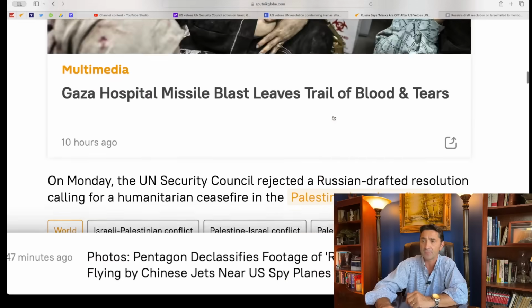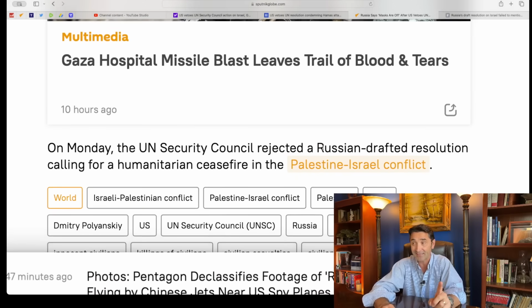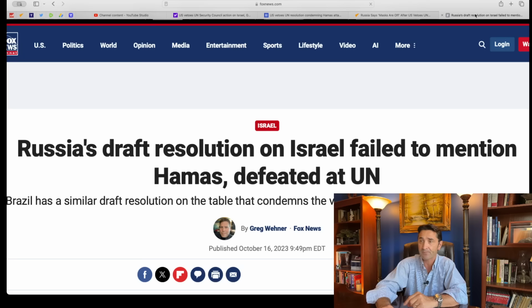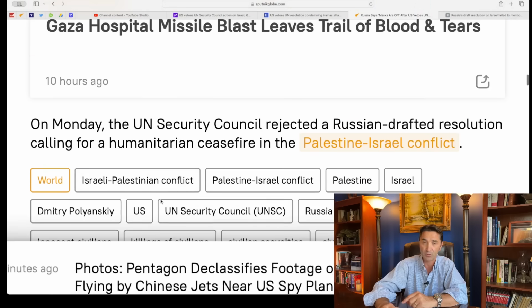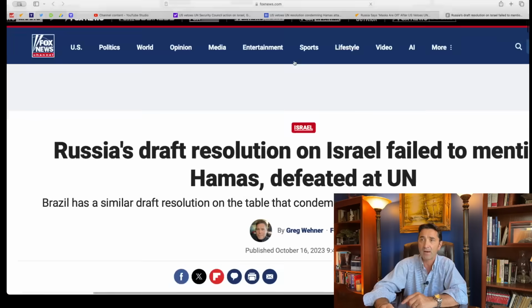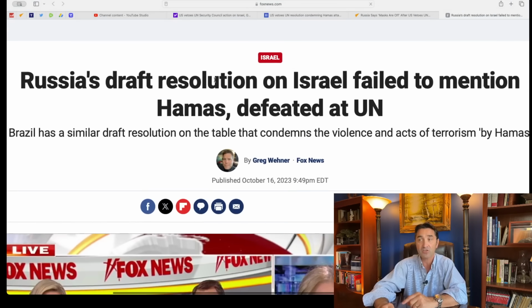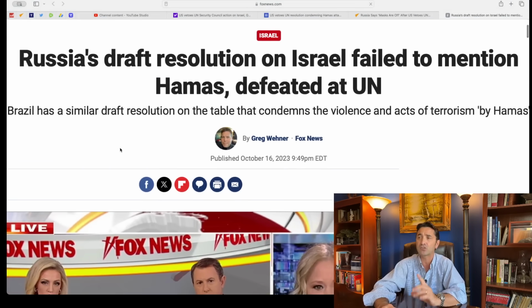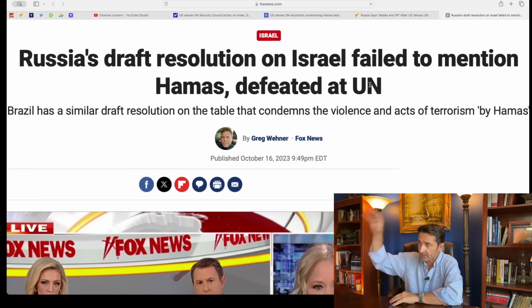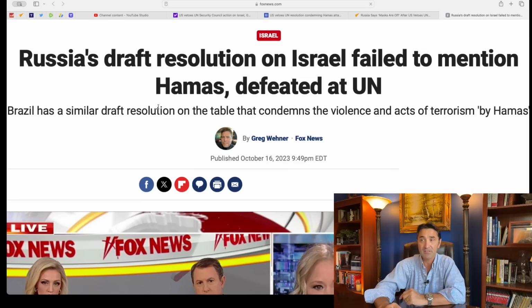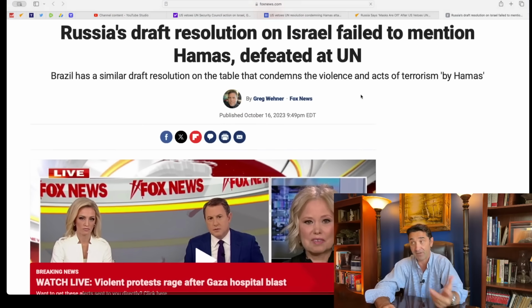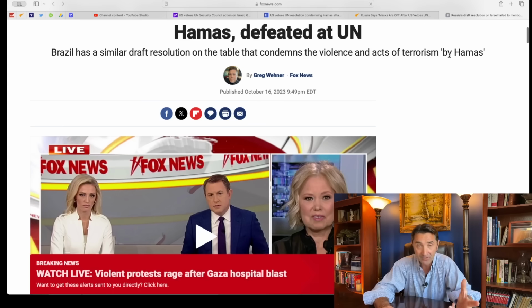Let's go to the next, right here. On Monday, the UN Security Council rejected a Russian drafted resolution calling for a humanitarian ceasefire in the Palestine-Israel conflict. Why? This is the one that was on the 16th, the one that these guys were talking about at the bottom. Sputnik was talking about this one. So we're going to jump to this one. By Fox News, Weasel News. Russia's draft resolution on Israel failed to mention Hamas, defeated at UN. So it failed to mention Hamas. Let them drain. Let them drown. Let them go and die. Is that what it is? Brazil has a similar draft resolution on the table that condemns the violence and acts of terrorism by Hamas. But what did they do?